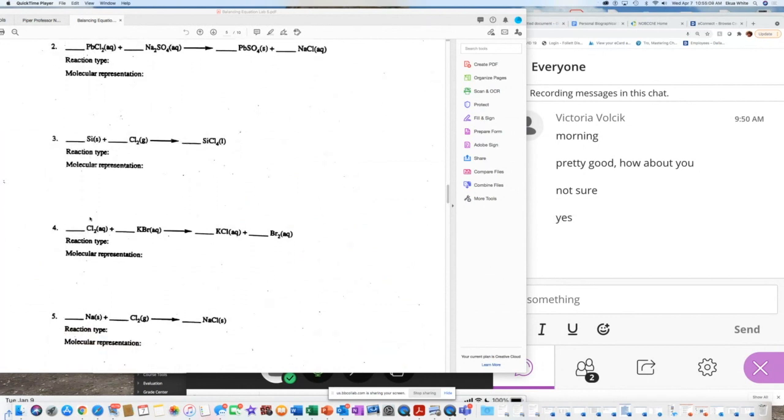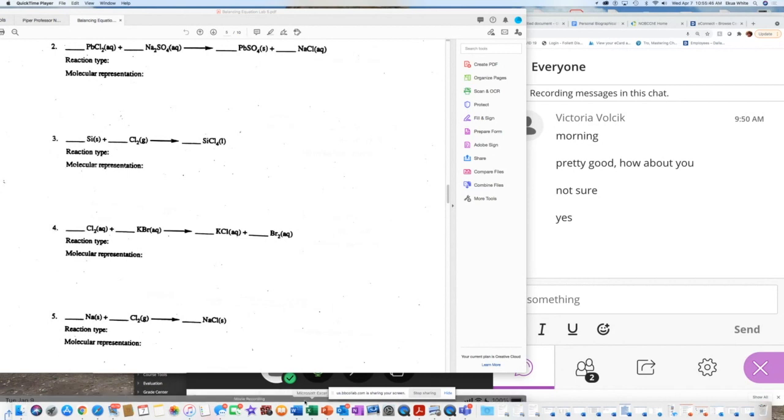This one here, Cl2, this is still an element. KBr, this is classified as a compound. So this doesn't apply to our situation. We're trying to get things that are pretty much elements. So for number 3 here, we have Si plus Cl2 to produce SiCl4. And then number 5 is also synthesis, Na plus Cl2 to give us NaCl.